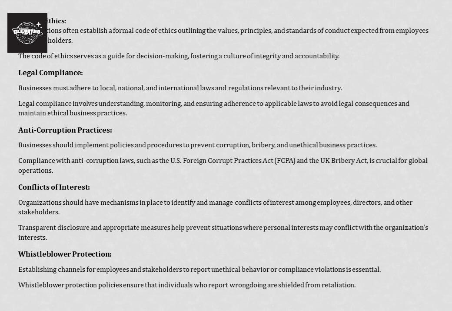Legal compliance. Businesses must adhere to local, national, and international laws and regulations relevant to their industry. Legal compliance involves understanding, monitoring, and ensuring adherence to applicable laws to avoid legal consequences and maintain ethical business practices.